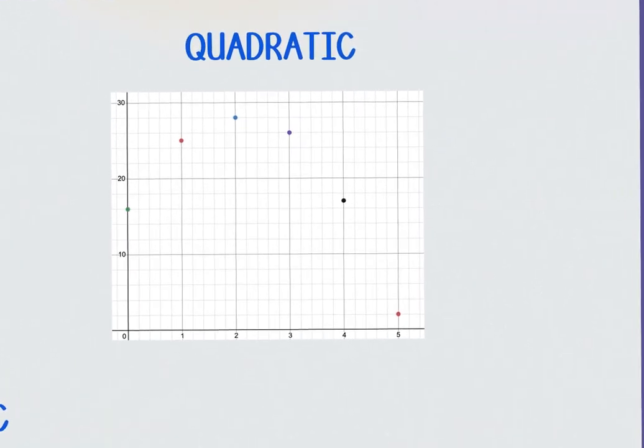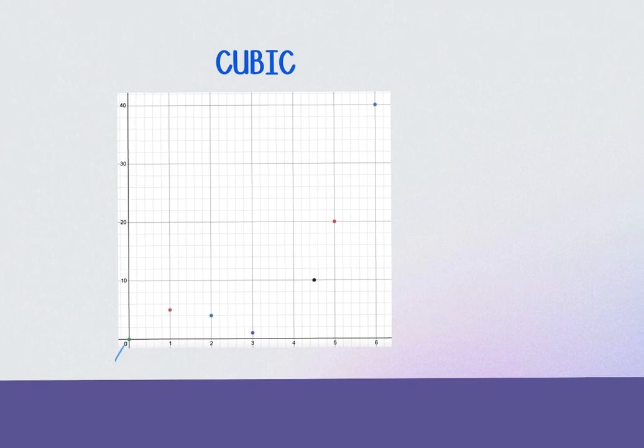Then quadratic takes this overall shape here, like a parabola. And then cubic usually starts down, comes up, and then goes back up again. So that's your overall shape. Again, it's not always going to be perfect. A perfect model would be amazing, but it's not usually perfect. The models that we come up with are an approximation of the shape that would result from that data.